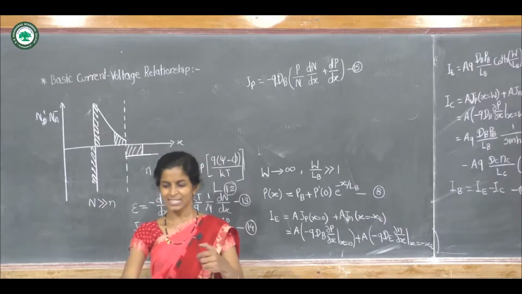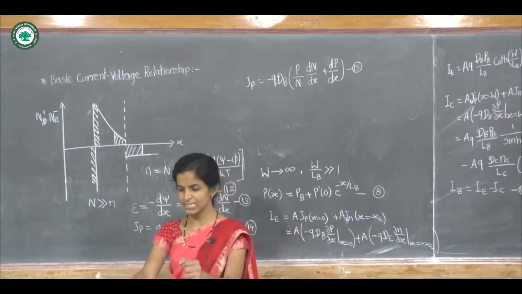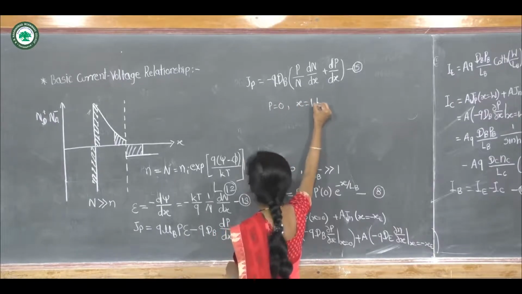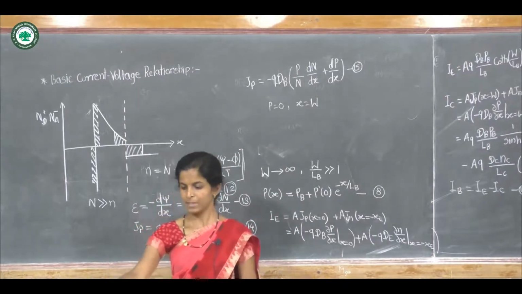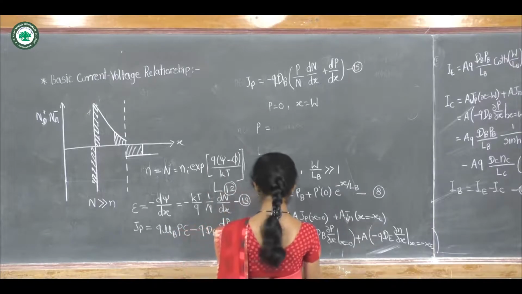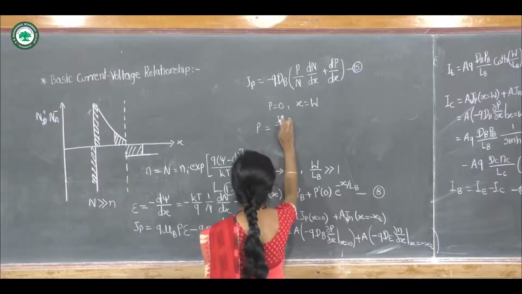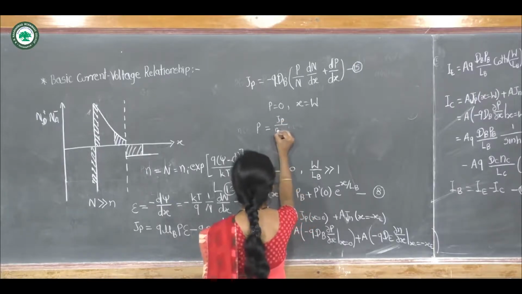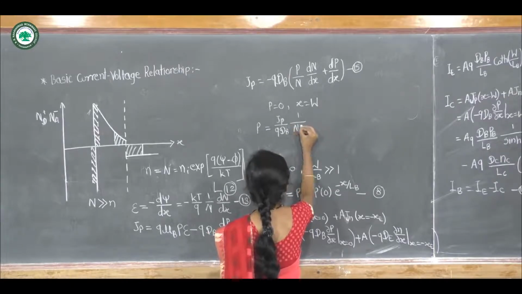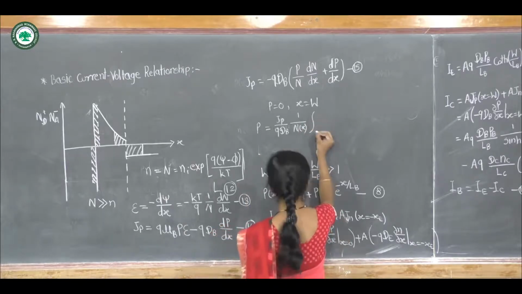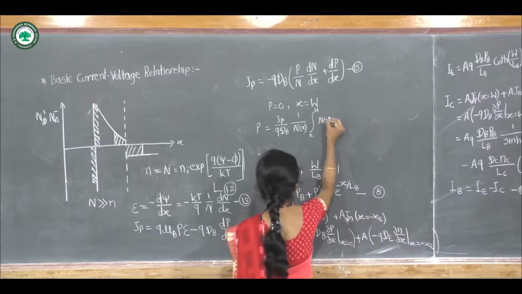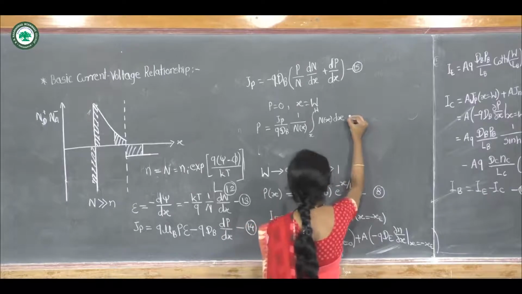So the steady state solution of equation number 15 with boundary conditions P is equal to 0 at x is equal to W is given by P is equal to Jp upon Q into D_p into 1 upon n of x, integration over x to W of n of x dx. So this is equation number 16.